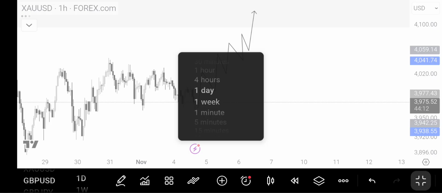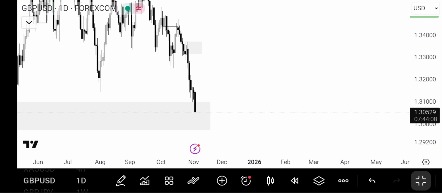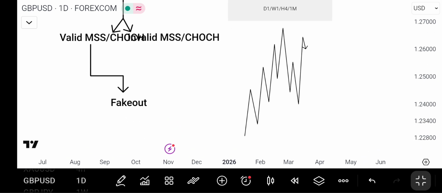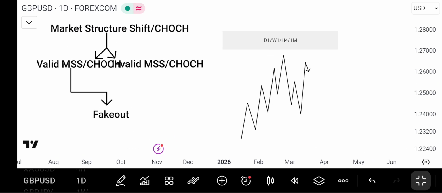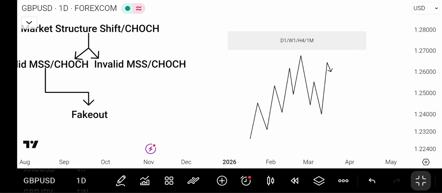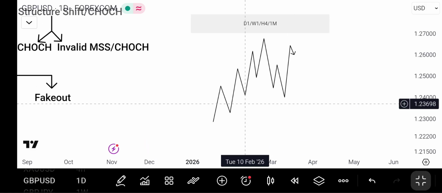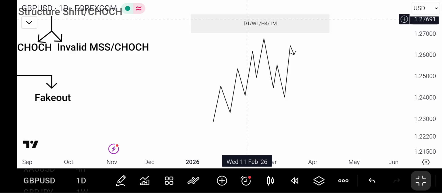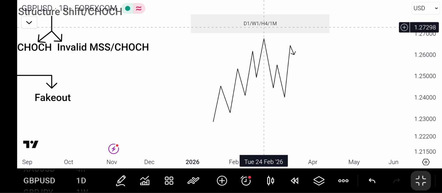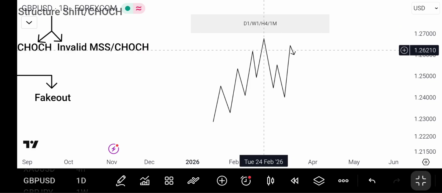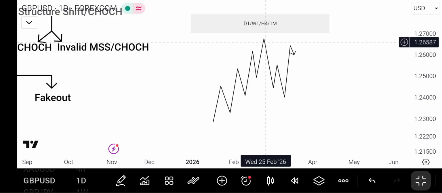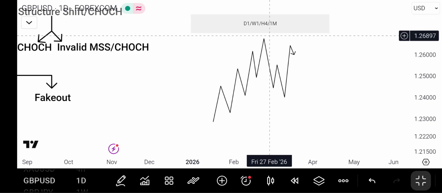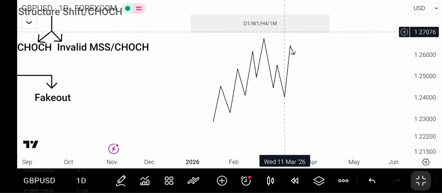So from what I explained, I said that a valid market structure shift is only expected to happen whenever price taps into our buyer's point of interest. Valid market structure shifts are only expected to happen whenever the price taps into any of our buyers' points of interest, which is higher time frame supply or demand, right?